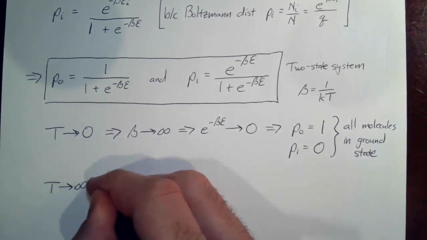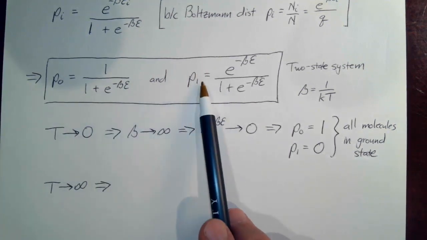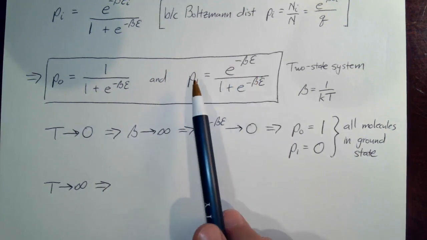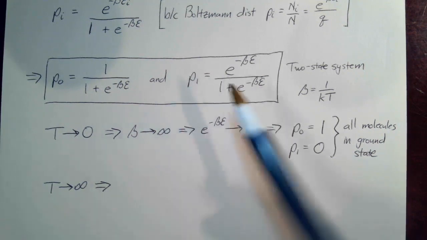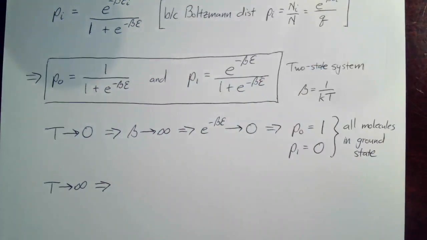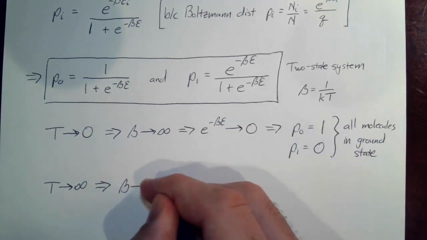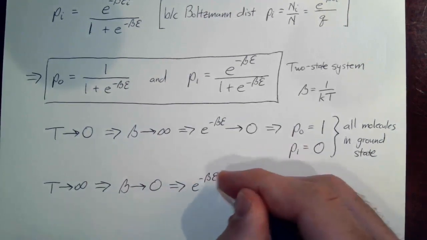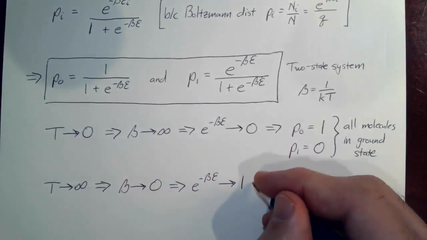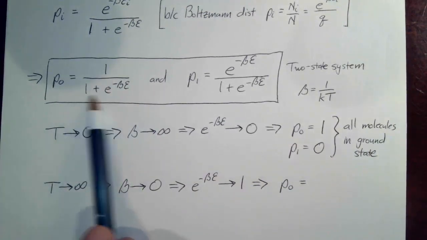So naively, we might expect that as the temperature gets really hot, we would find all of the molecules in the excited state. That would be the intuitive expectation. And you wouldn't be completely crazy if you expected that, but it turns out that that's not what happens. So let's see what happens. So as the temperature goes to infinity, then beta goes to 0. And if beta goes to 0, then e to the minus beta epsilon goes to 1. And if e to the minus beta epsilon goes to 1, then P0 is going to be 1 over 1 plus 1, so half.